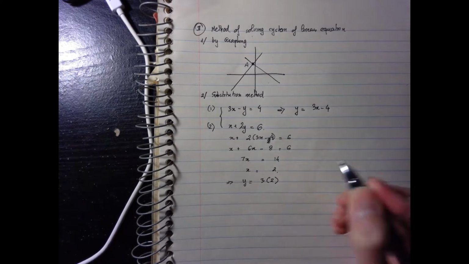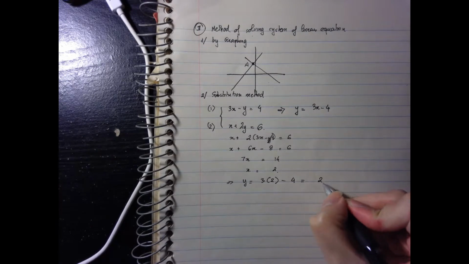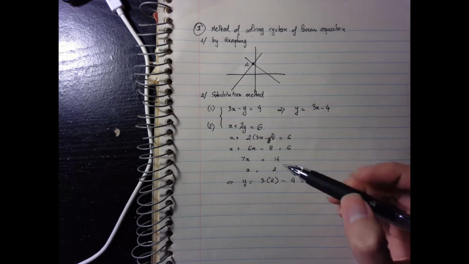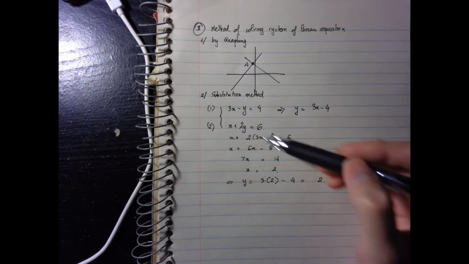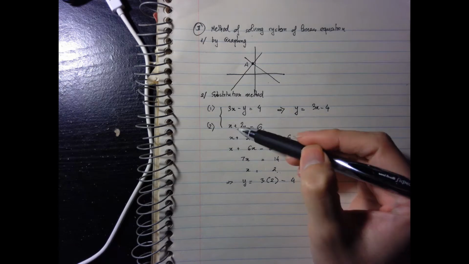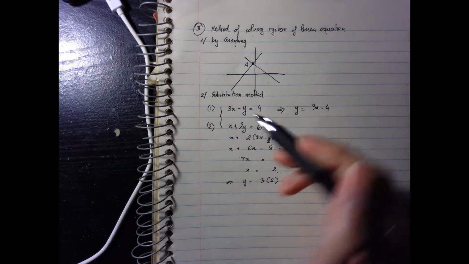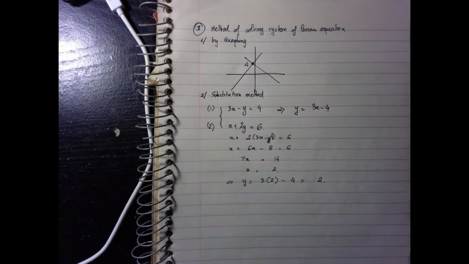So we have 2. So the intersection point has coordinate 2 and 2 as x and y components. In order to check your answer is correct, you can plug in x equal 2 and y equal 2 into both equations, and as long as they satisfy both equations, it means that your answer is correct. Okay. Let's do another example for substitution method.